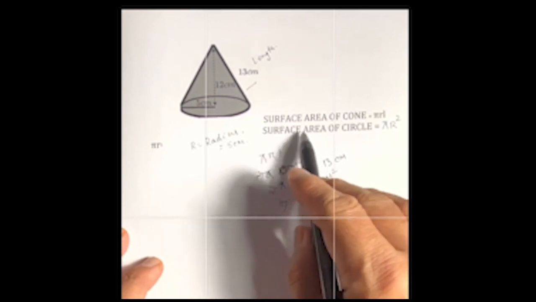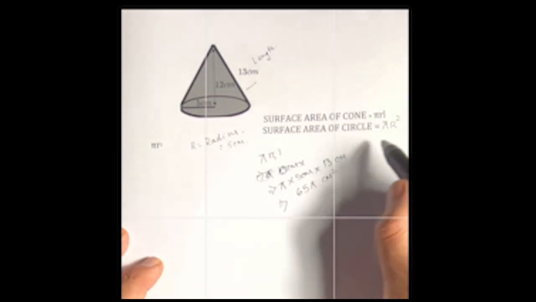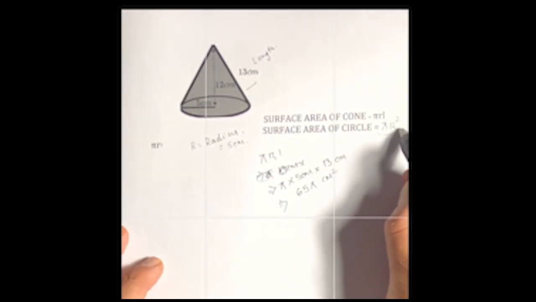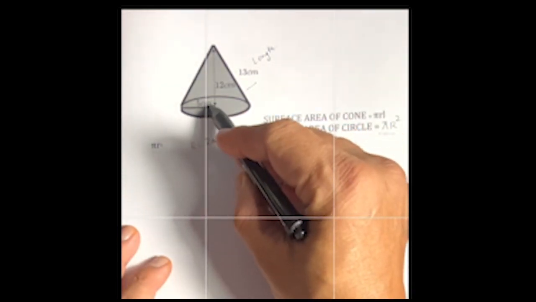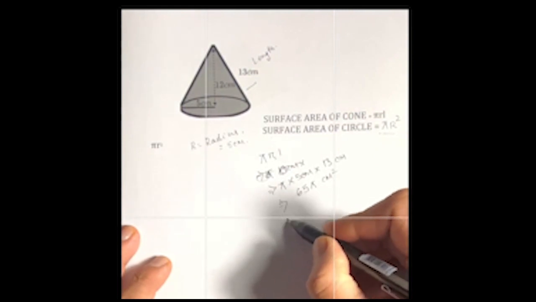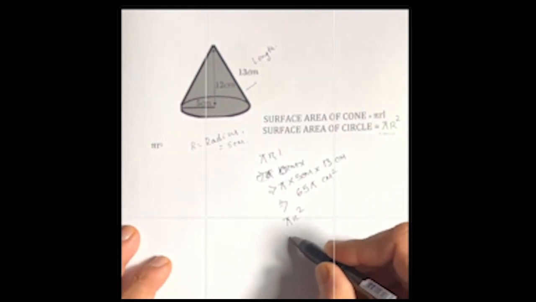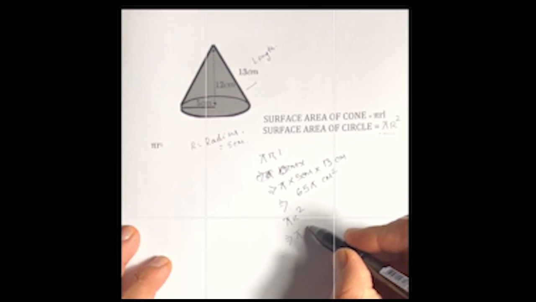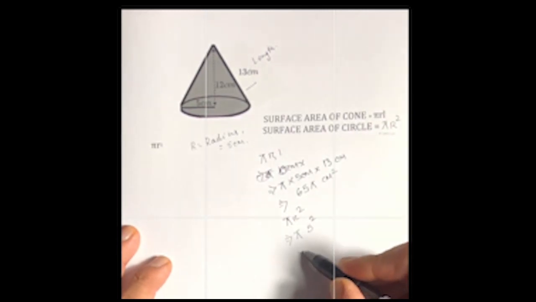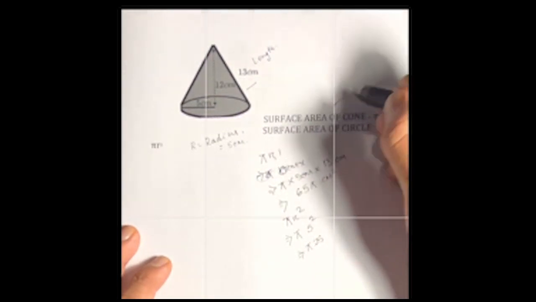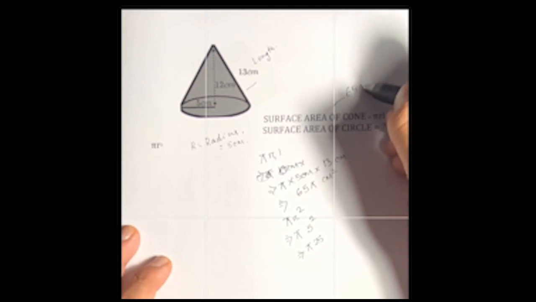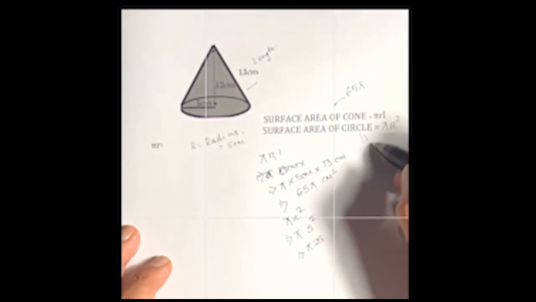Now let's find out the surface area of the circle. We know that the surface area of the circle is pi r square, where r is the radius, and we know that the radius is 5 centimeter. So now if I write pi r square, I can write it as pi into 5 square, so this is 25 pi. Now we know that the surface area of the cone is 65 pi and the surface area of the circle is 25 pi.